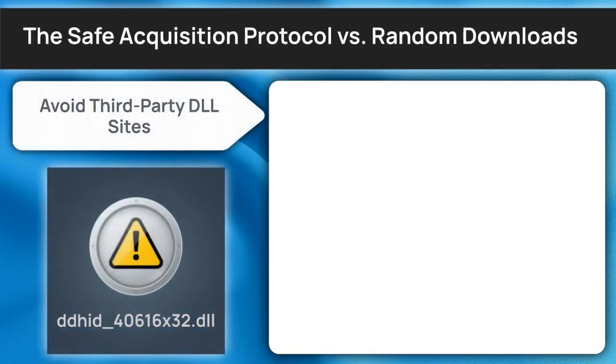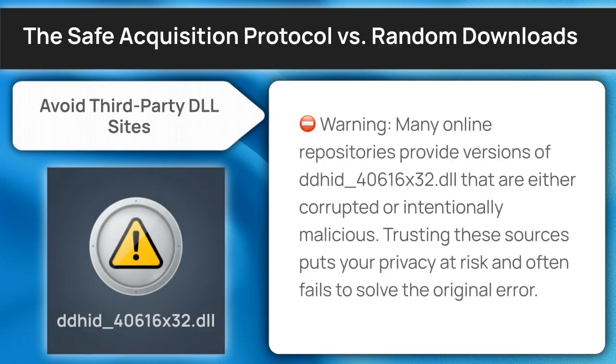To ensure long-term stability, we should review the safety risks associated with unverified file sources. Please exercise caution when encountering sites offering free downloads of DDHID 4061632 DLL, as these files are frequently optimized for the wrong architecture and can introduce persistent threats into your sensitive system directories.